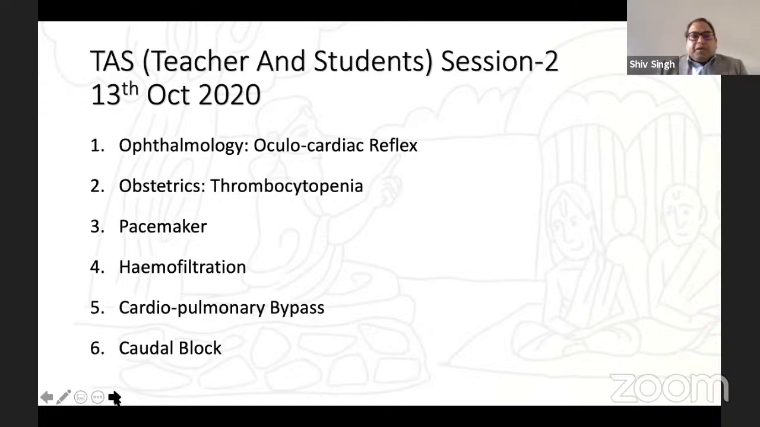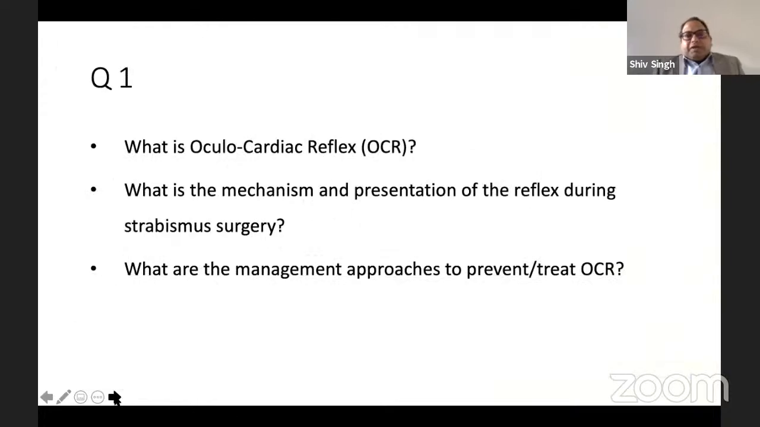Okay. So coming to the first question, the question is, what is oculocardiac reflex? What is the mechanism and presentation of the reflex during strabismus surgery? And what are the management approaches to prevent or treat the oculocardiac reflex? So this is not a very difficult question. This is actually a pretty easy question.